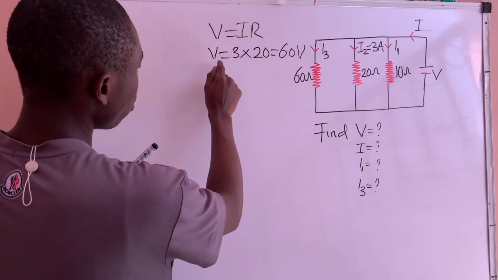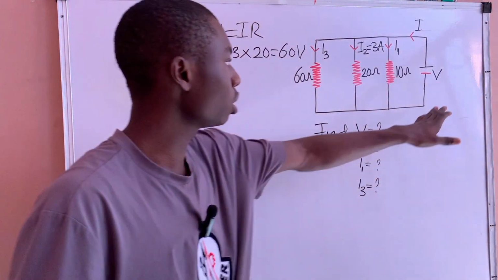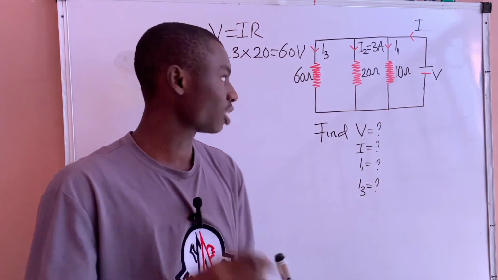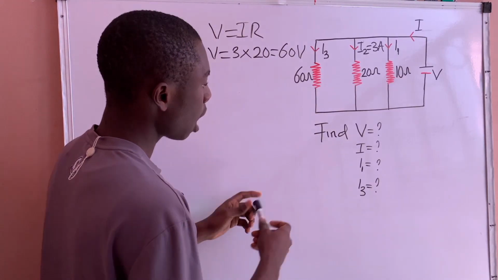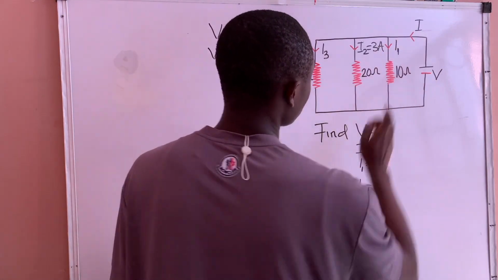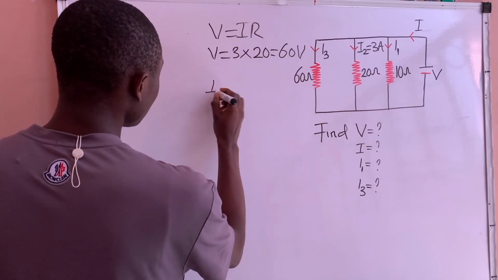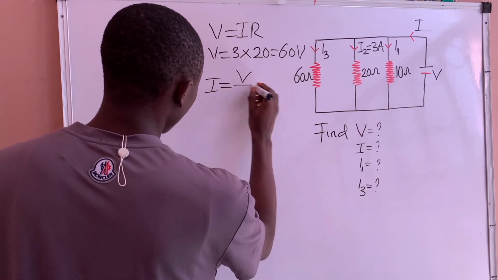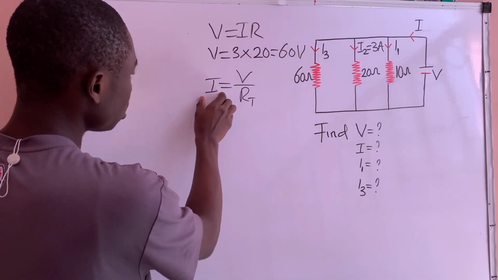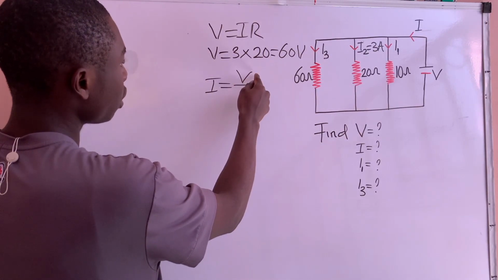So therefore, this is the circuit voltage supply, the voltage supply of the whole circuit, because in a parallel circuit, voltage is the same. And we are also asked to find I, the supply current. How can we know I? We know from Ohm's law that I equals V over the total resistance. So to solve for I, we must first know the total resistance of this network, since we know the value of V.